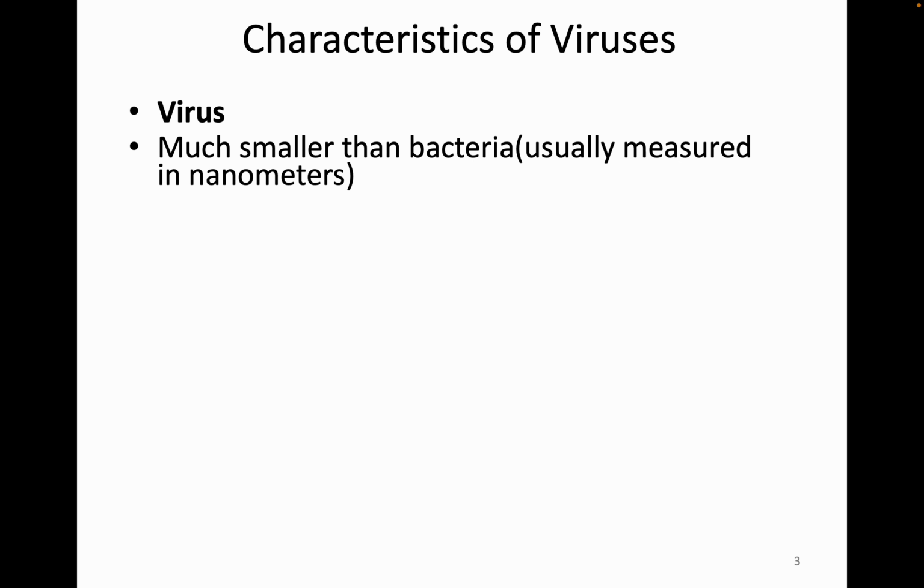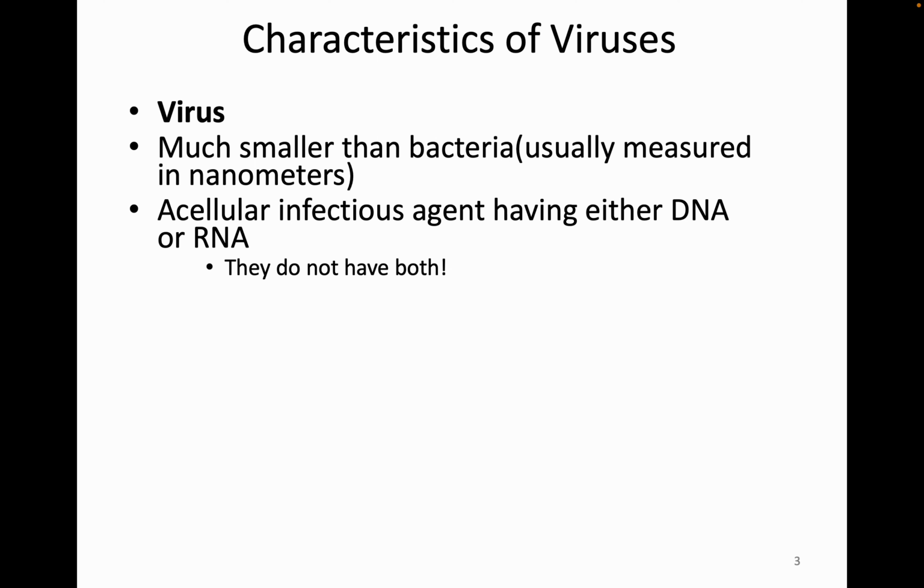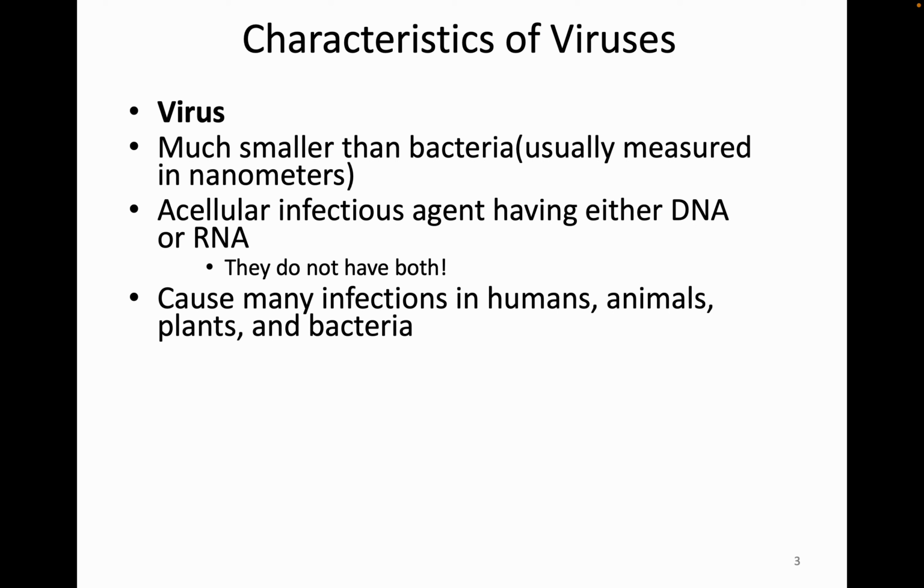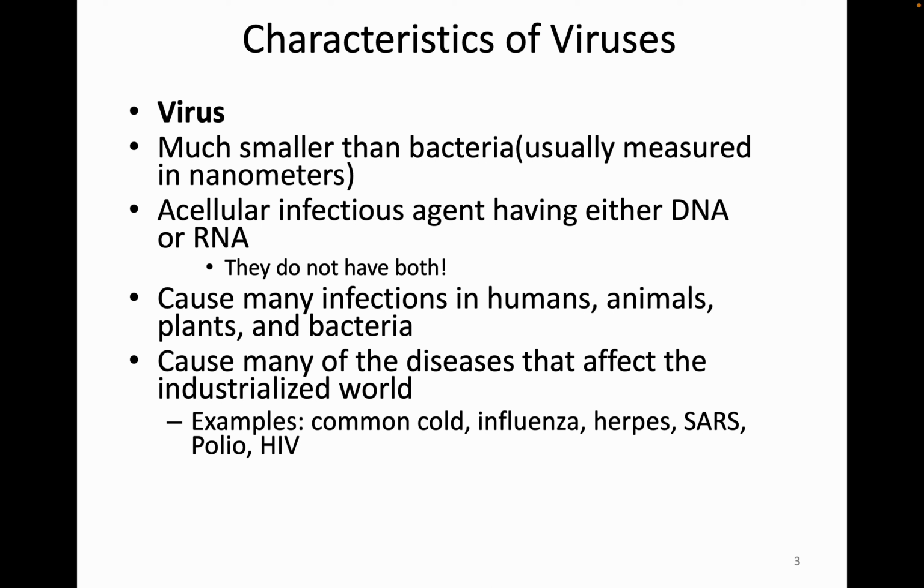What is a virus? Well, a virus is much smaller than a bacteria. It's usually measured in nanometers as opposed to microns. Acellular infectious agents have either DNA or RNA, but they don't have both. They cause many infections in humans, animals, plants, and bacteria, and they cause many of the diseases that affect the industrialized world. Some examples of viral disease are the common cold, influenza, herpes, SARS, polio, HIV, and coronavirus.